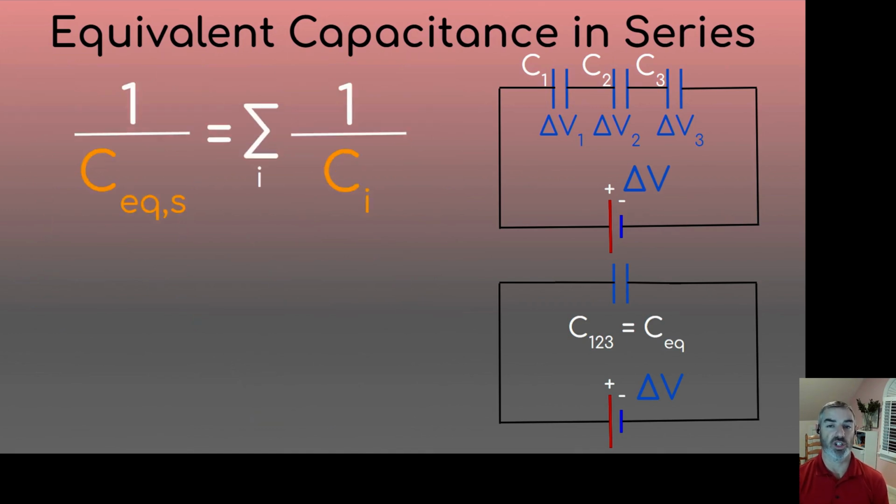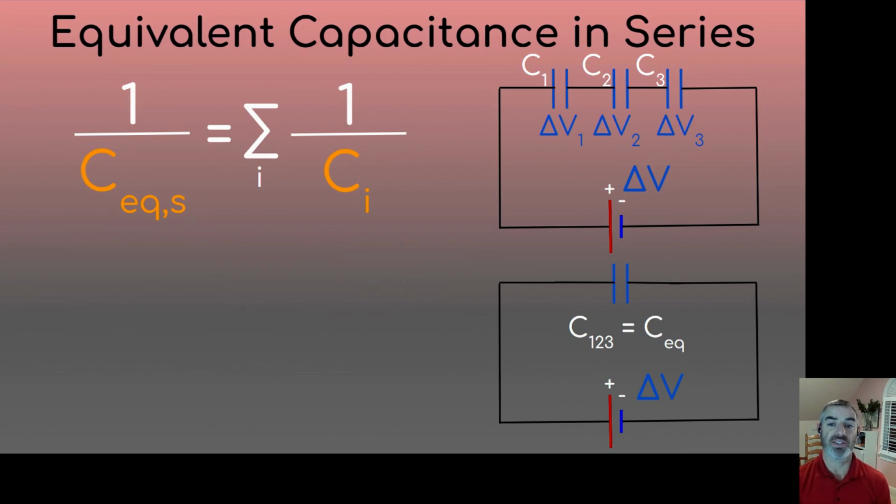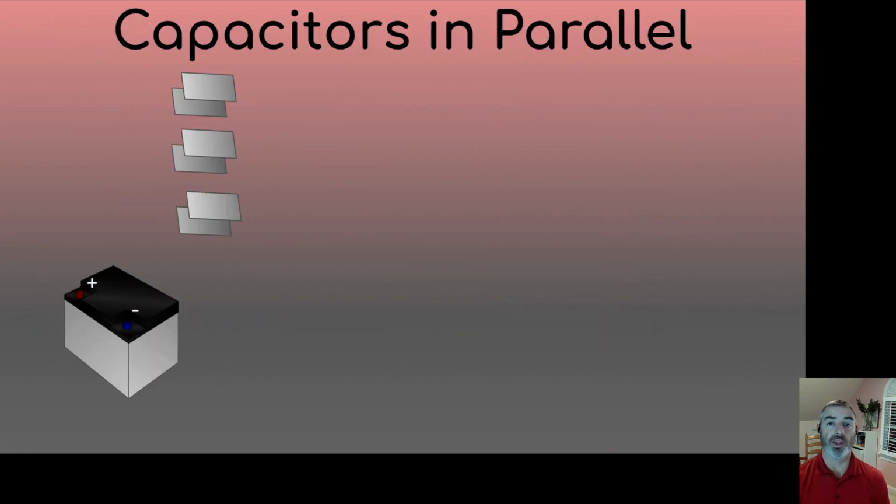So the last thing that you would have to do is flip the value that you get to find the equivalent capacitance. So this equation is used to calculate the equivalent capacitance in a series circuit. The C EQ,S just stands for equivalent capacitance of a series, and C i stands for the value of the individual capacitors. Now let's look at a situation where they're all set up in parallel.